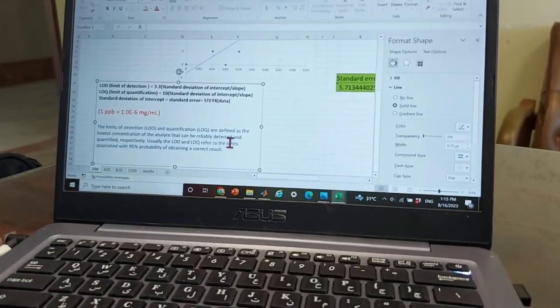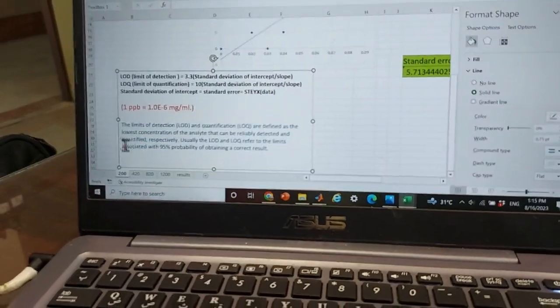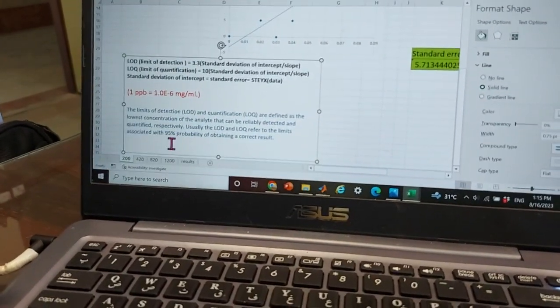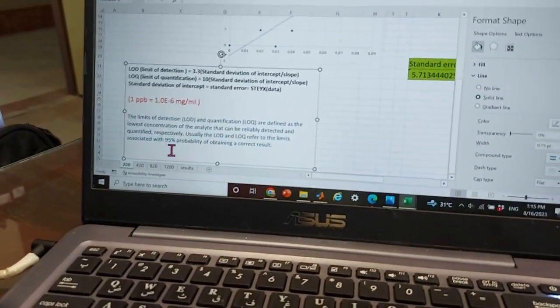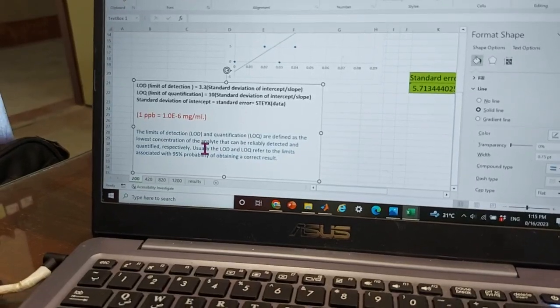And limit of quantification is the lowest concentration that can be quantified with an accuracy of 95%. With this accuracy, we can predict.